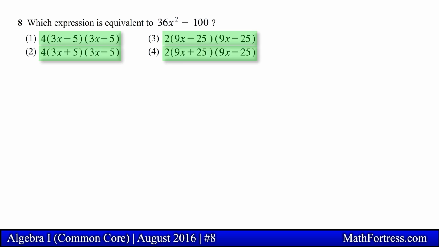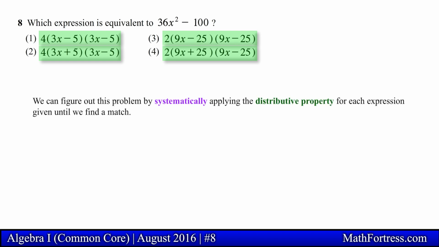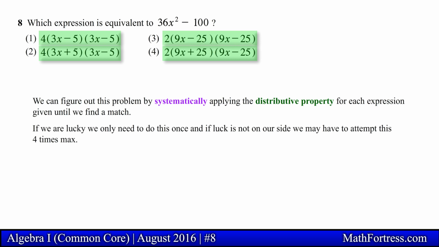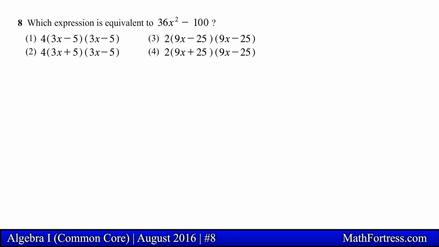Notice that the possible answers are all written in factored form. We can figure out this problem by systematically applying the distributive property for each expression given until we find a match. If we are lucky, we only need to do this once, and if luck is not on our side, we may have to attempt this 4 times max. An alternative way to find the answer is to rewrite the given polynomial by factoring it.